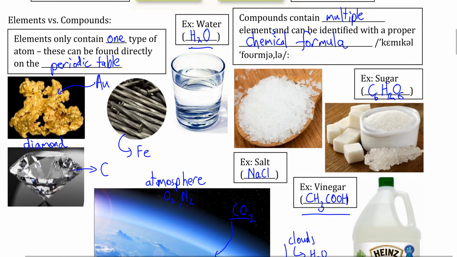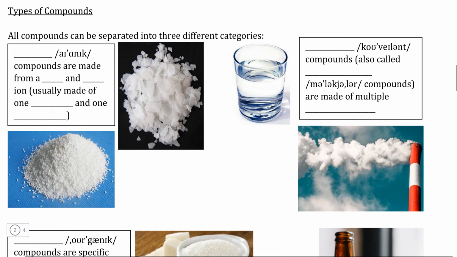In the next video in this series, we're going to take a more detailed look at compounds specifically and look at how we can further classify compounds in more detail based on the type of elements that are required in order to produce these specific compounds.